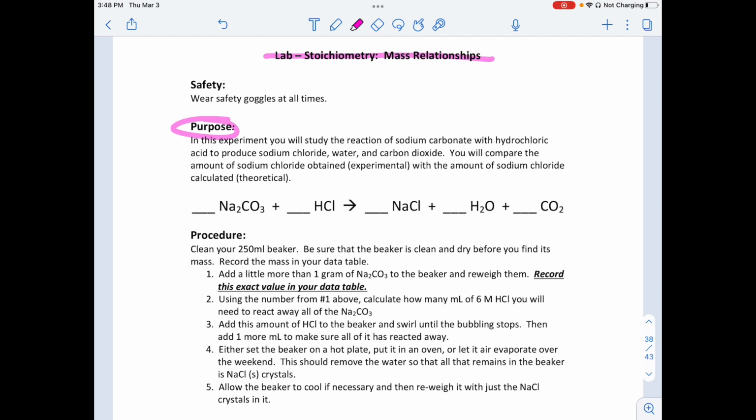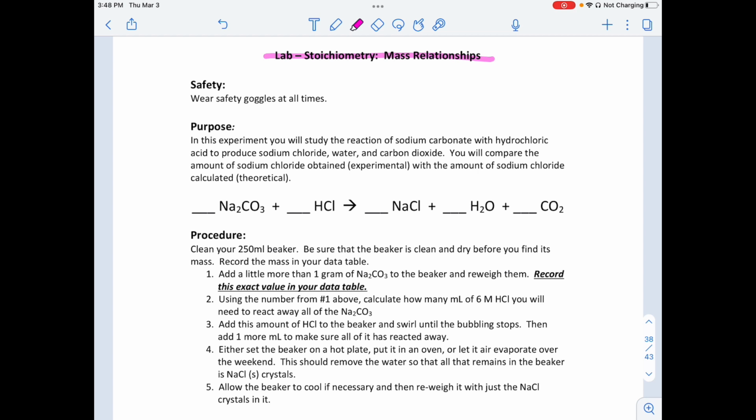Today we are going to react sodium carbonate with hydrochloric acid to produce sodium chloride, water, and carbon dioxide. So if we were to simplify that, we're going to make bubbly salt water. Okay. What we're going to do at the end of this, let's clear this off a little bit.